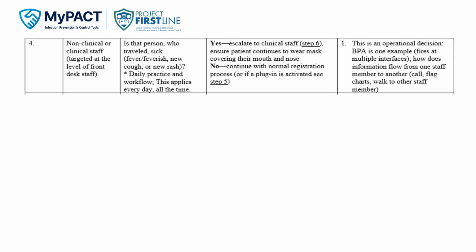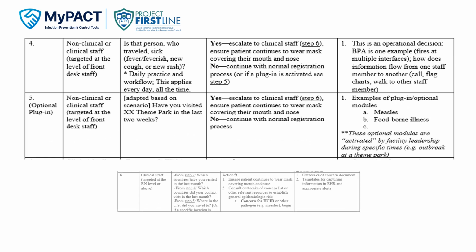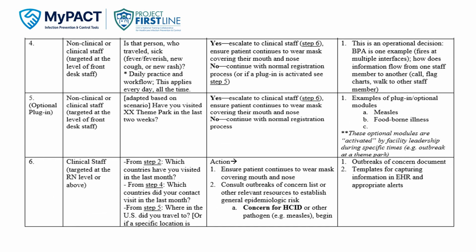The concept of the plugin feature has been designed to allow for adaptation of the algorithm to respond to additional transmissible infectious diseases that your facility or public health authority would like to screen for while leveraging the identify, isolate, and inform workflows that you have already established. The example provided is an outbreak of measles linked to visits to a local theme park, but it would also be monitoring food or waterborne illnesses by city or country.